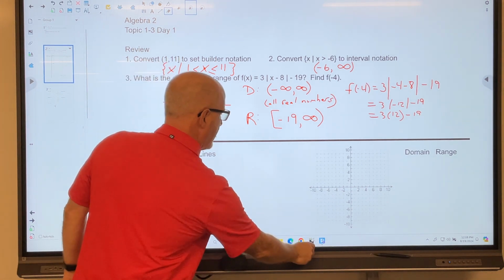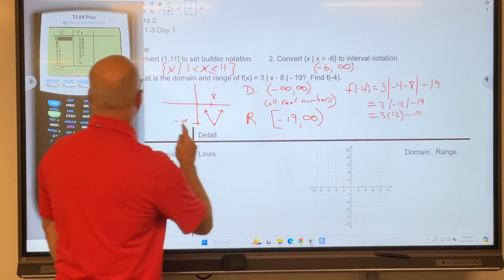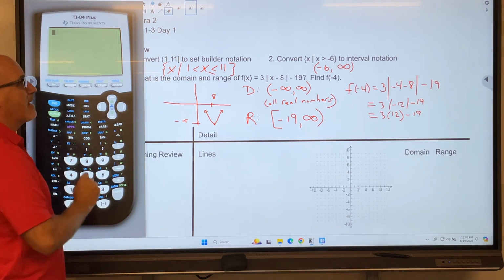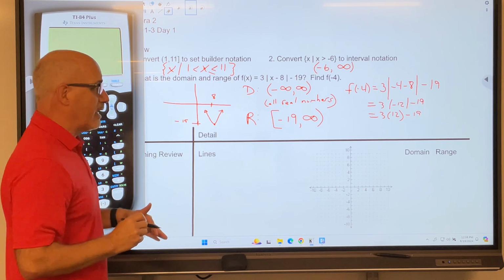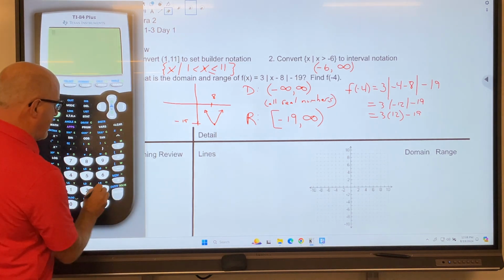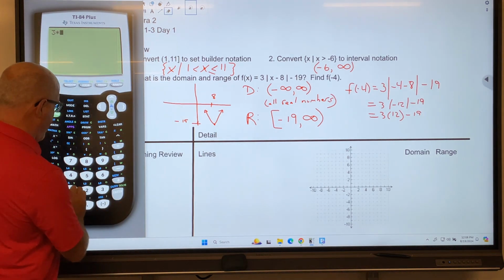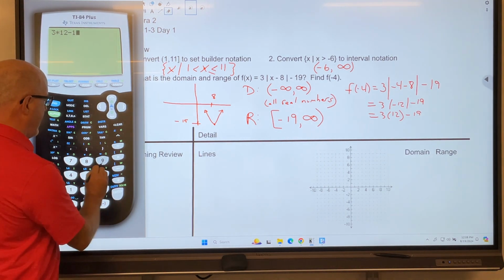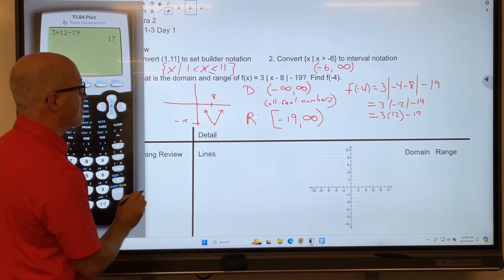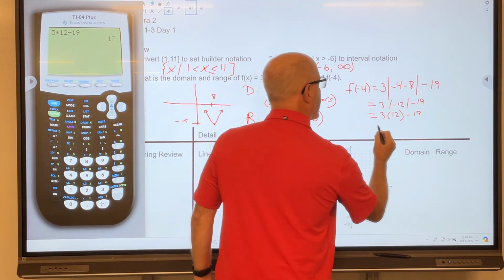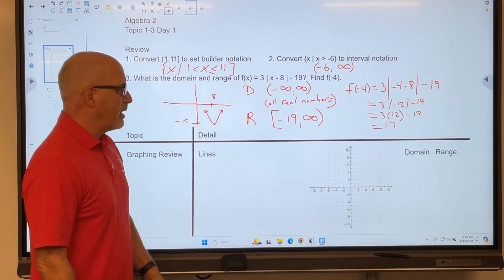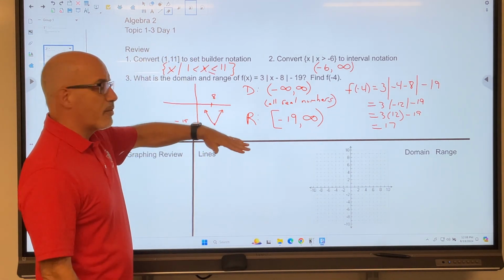And if you're not sure how to do that calculation, just pull up your calculator. I'm on this screen, and if you hit second quit, that will bring up the calculator screen. I can do 3 times 12, and then subtract 19. And that gives me a value of 17 for it.